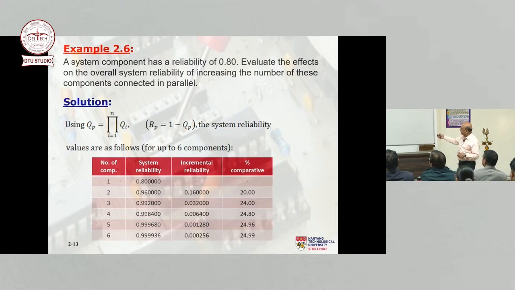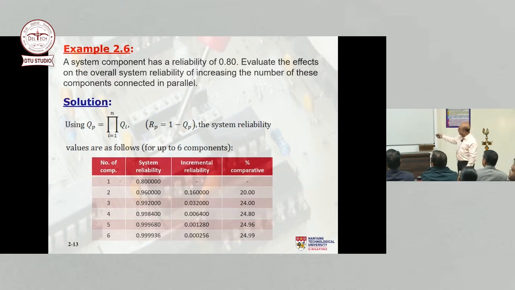So how much has the reliability improved by? 0.16. As a percentage, it is 20%, right? 0.96 minus 0.8 divided by 0.8, that's 20%. I add the third component, and using this equation and this equation, I will find that the reliability becomes this. So how much is the incremental value? Yeah, it's 0.032 with respect to this, correct? And the total comparative improvement with respect to the original is only 24%.